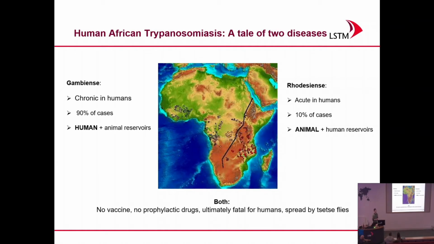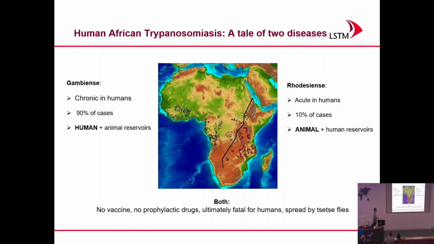And then the Rhodesian form of the disease, which is found in East and Southern Africa, is an acute infection in humans. It only accounts for about 10% of all cases, and here it's mainly animals that are the reservoirs, and then humans are a sort of secondary victim, if you like.